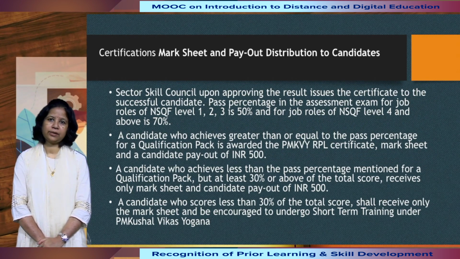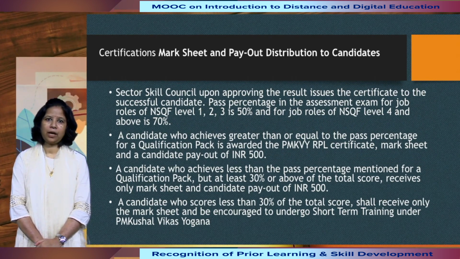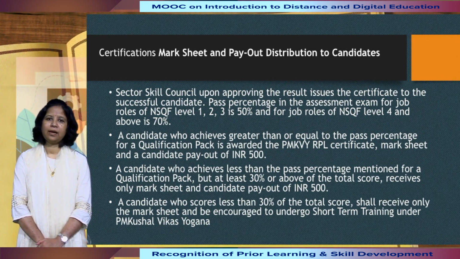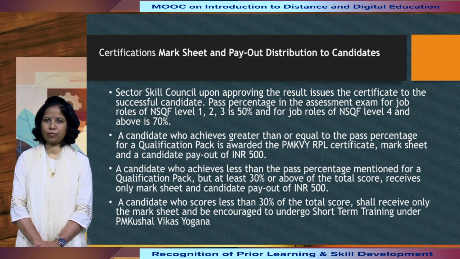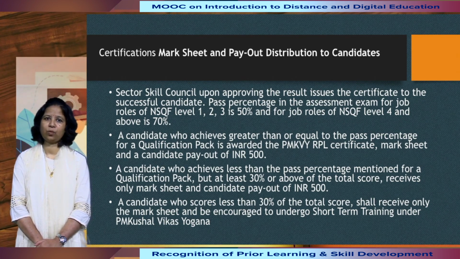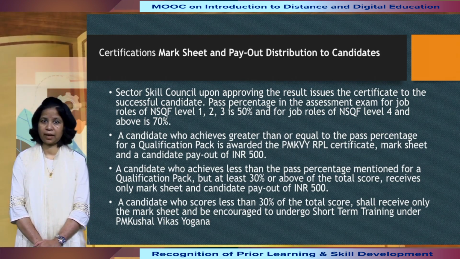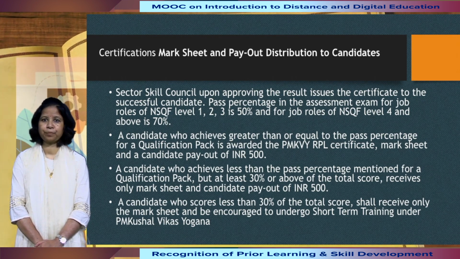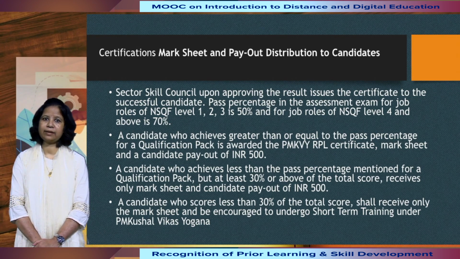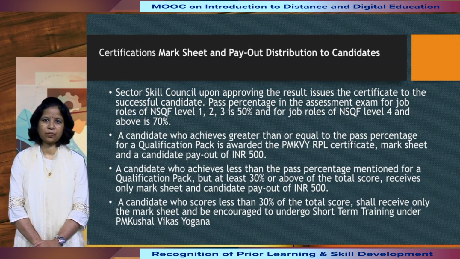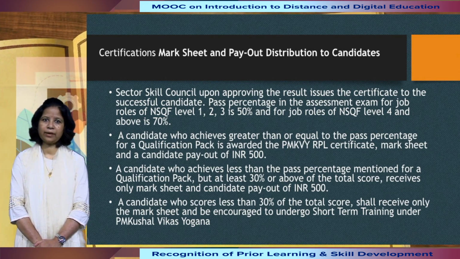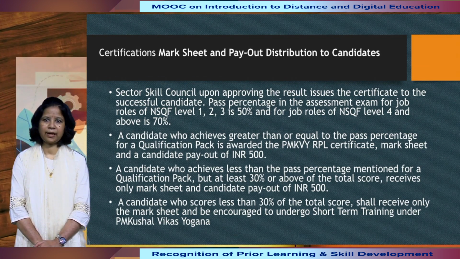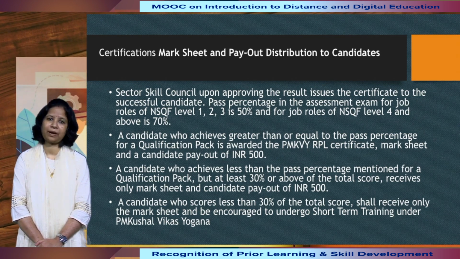Regarding certification, the Sector Skill Council, upon approving the result, issues the certificate to the successful candidate. The pass percentage in the assessment exam for job roles of NSQF level 1, 2 and 3 is 50%, and for job roles of NSQF level 4 and above is 70%. A candidate who achieves greater than or equal to the pass percentage for a qualification pack is awarded the Pradhan Mantri Kushal Vikas Yojana RPL certificate, mark sheet, and a candidate payout of Indian rupees 500.